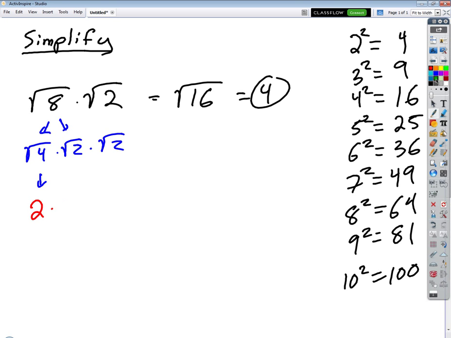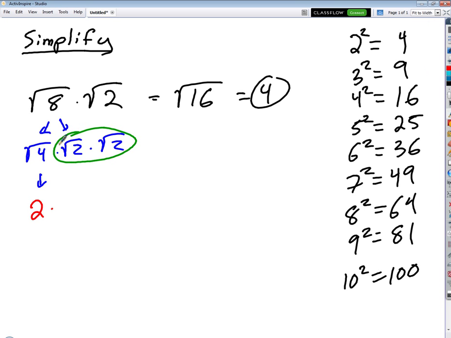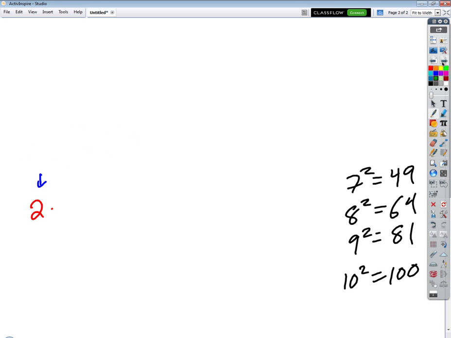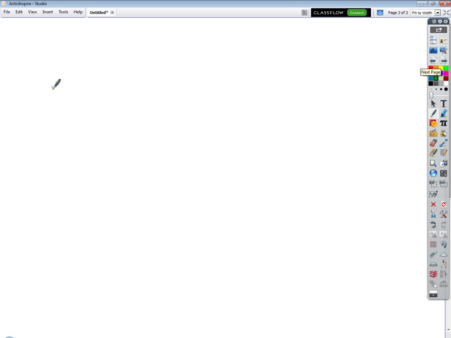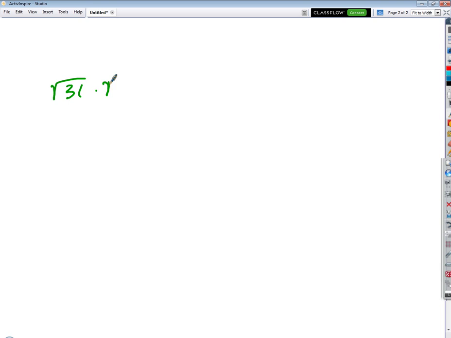Now what's going to happen with those two? Yeah, the square root of 2 times the square root of 2 is the square root of 4. So what's that going to end up being? 2. Okay, but you don't even have to go through those steps. You just know that any time you have a square root, like if I had the square root of 31 times the square root of 31, what do you suppose the answer is going to be?